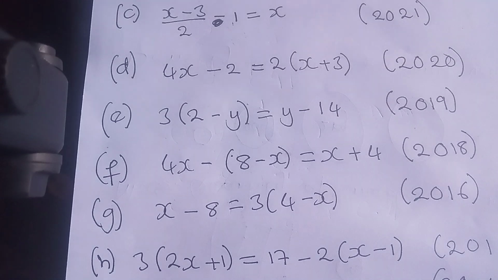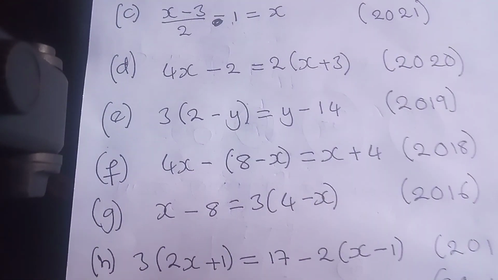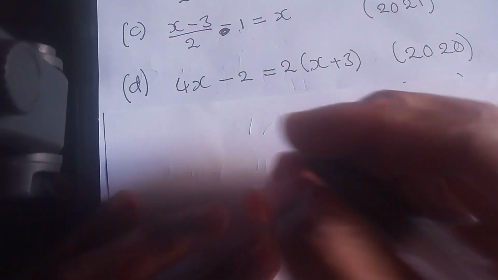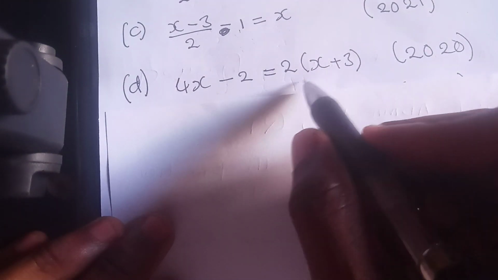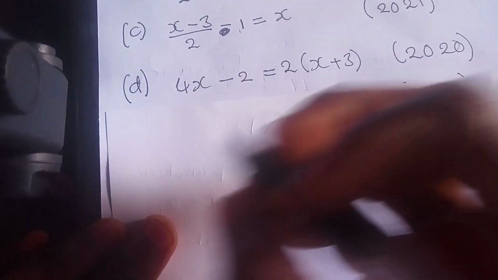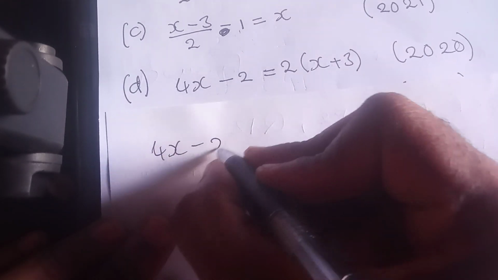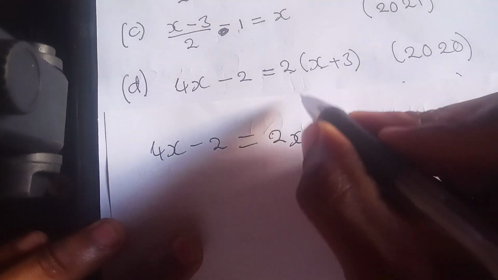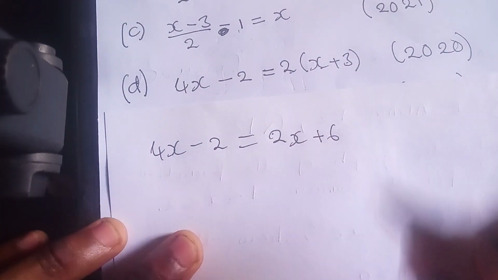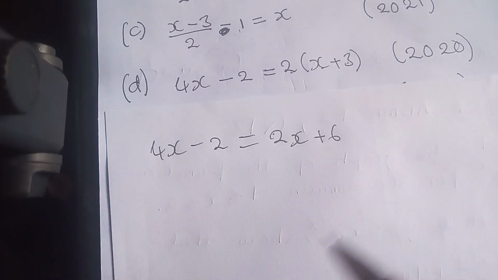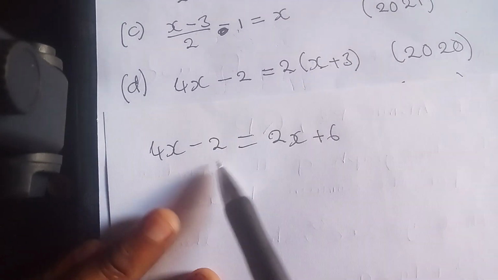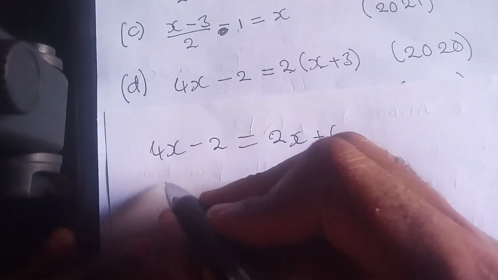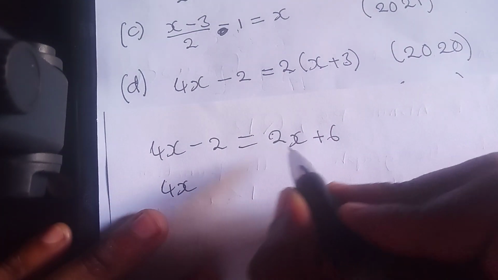So quickly we move on to part D, which is easier. So for part D, first things first, you have to get rid of the brackets. So you can say 4x minus 2 is equal to, this times this is 2x, and this times this is 6. Then at this point, you have paper 1 questions. You simply collect the like terms, or you group the like terms together.